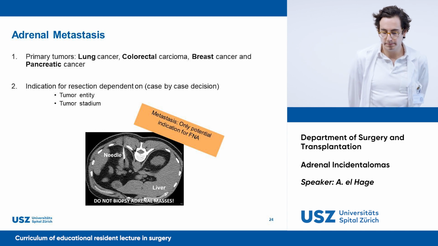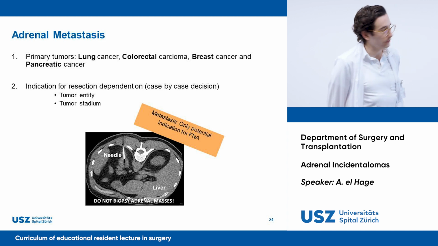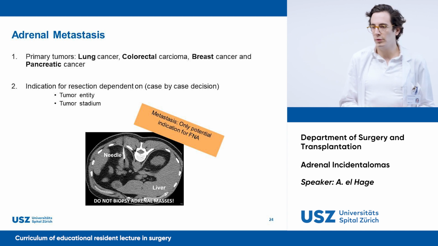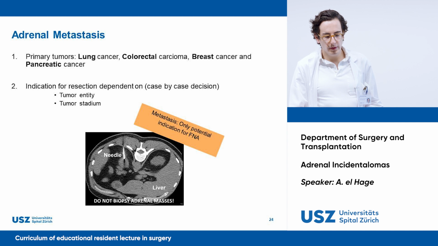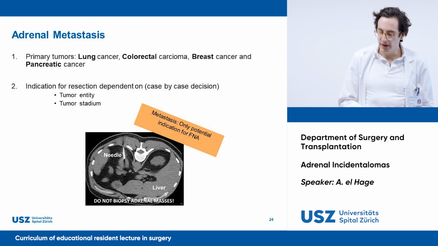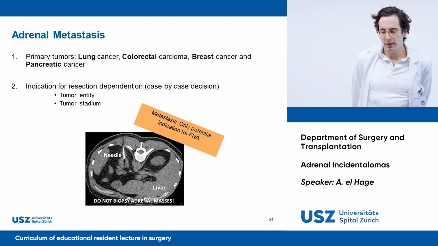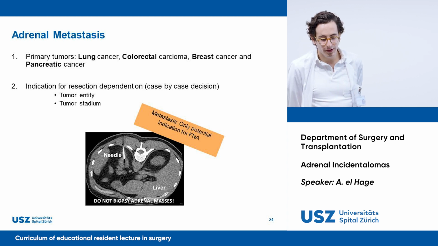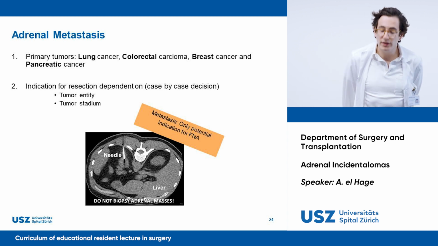Now, adrenal metastasis. The primary tumor is usually lung, colorectal, breast, and pancreatic cancers. The indications are going to be dependent on tumor entity and tumor stage. Now, for example, if you have a patient with a colorectal cancer and a metachronous single metastasis, it would actually make sense to perform adrenalectomy in these patients. Now, you also might wonder, what's the place of biopsy in incidentalomas? Well, actually, we don't perform biopsies unless it is a metastasis, because then there's a potential indication for it.